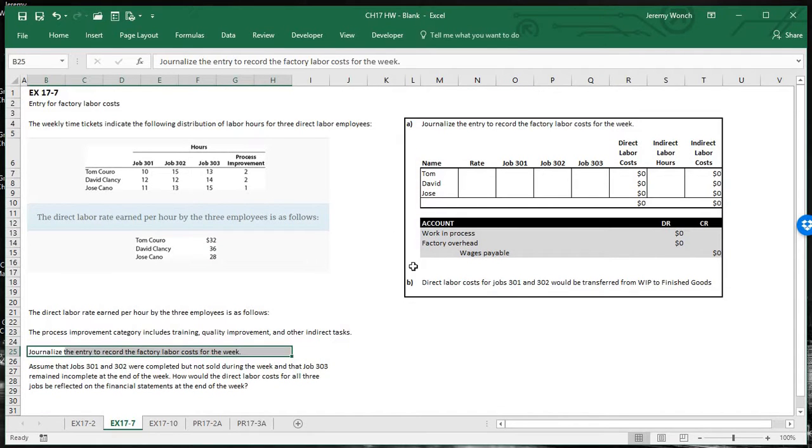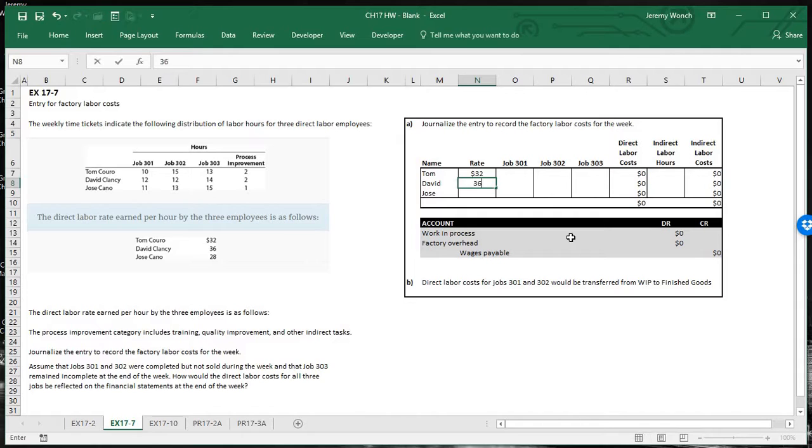To do that journal entry, first we have to do some calculations, because all we have is hours and rates here. So we have this little table to make it a little bit easier. We want to plug in their hourly rates in the first column. Then the second column is job 301. Plug in how many hours they worked. Then we'll plug in the hours they worked for job 302. And then the same for job 303.